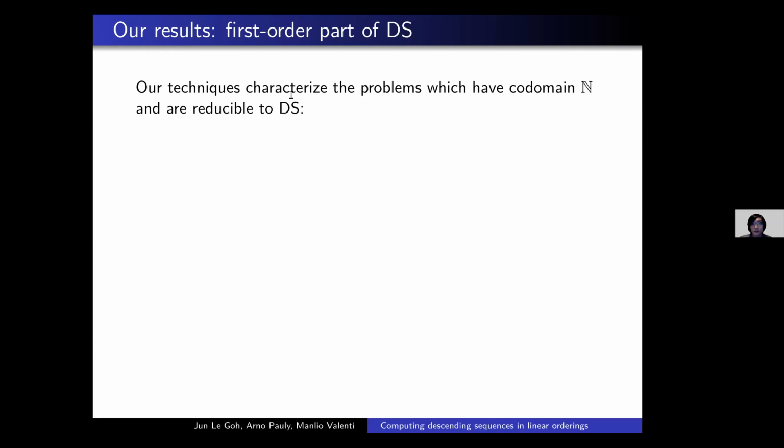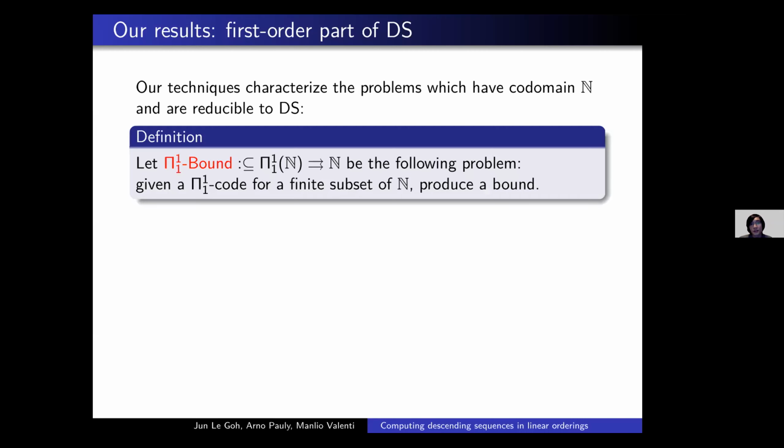So in order to tell you the results, we have to give a definition. So here is a specific problem which has codomain n. We call it Pi^1_1 bound. And what it does is that we are given a finite subset of the natural numbers, but we're only given a Pi^1_1 code for it. And then we have to produce a bound for this finite subset. In other words, we are trying to produce a number which is greater than all of the numbers in this set.